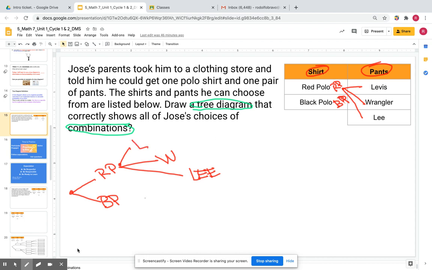Very similar to the red polo, we have to look at the black polo. The black polo branches out too, and it could branch out to combine with, let me go ahead and back, with the Levi's, with a Wrangler, and with a Lee jean.